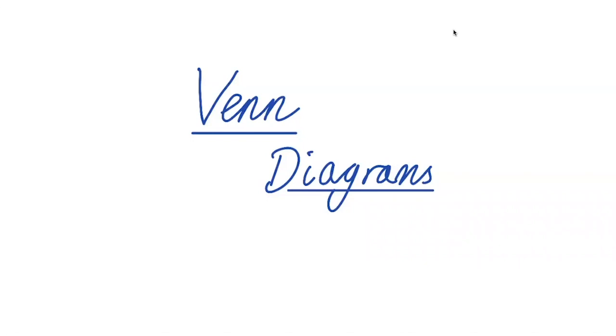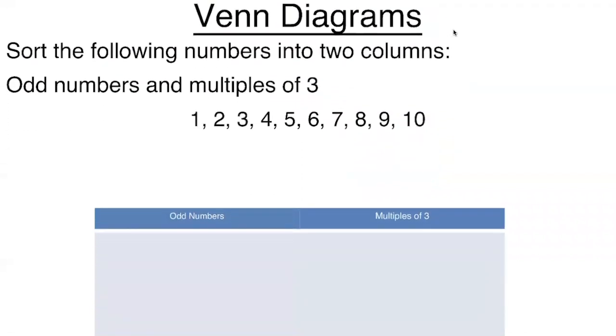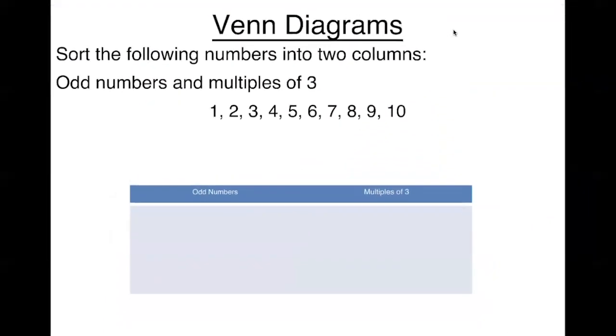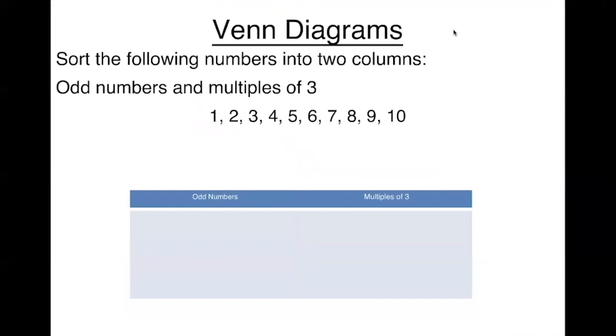Right, so let's do a quick little bit of revision. Hopefully, this should be quite straightforward. We're trying to sort the numbers into 2 columns to start with. So odd numbers and multiples of 3. So just pause the video very quickly. I should have said, you need to have either a whiteboard and pen or your book ready to make some notes, draw some Venns throughout the video. So pause the video now, just quickly sort these numbers into odd numbers and multiples of 3.